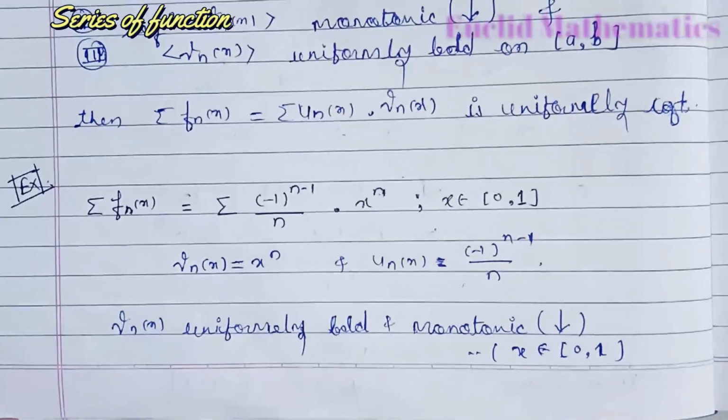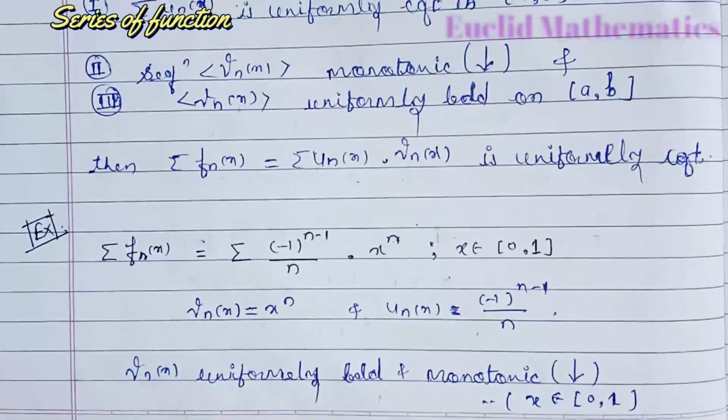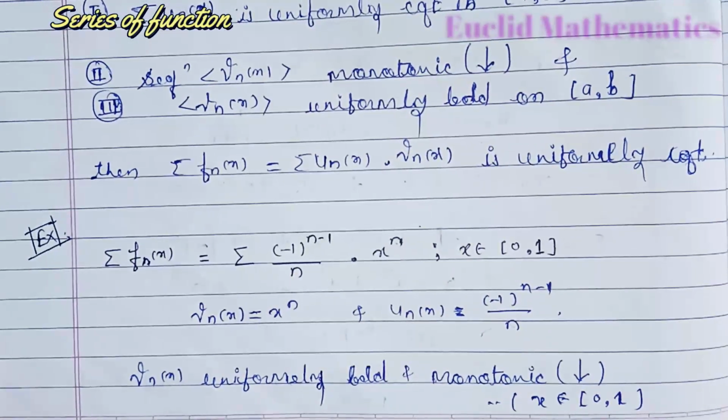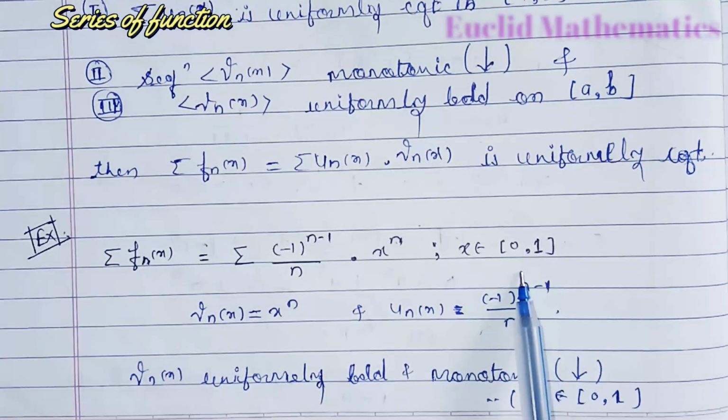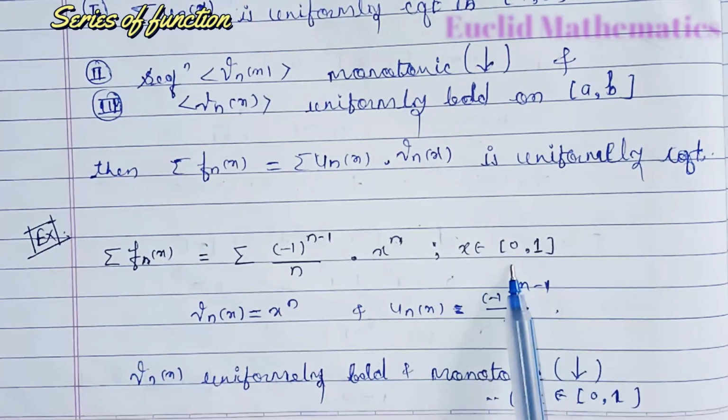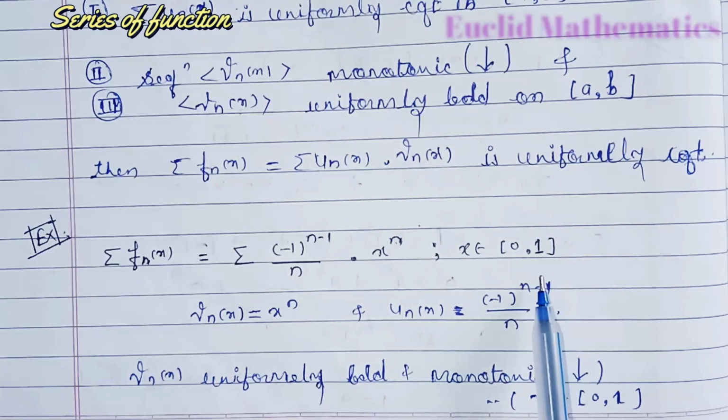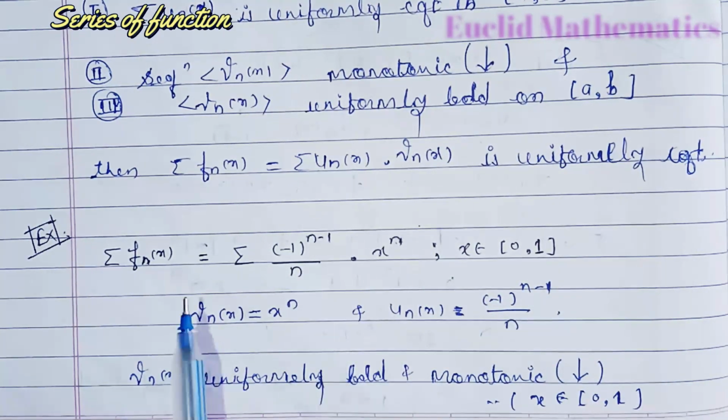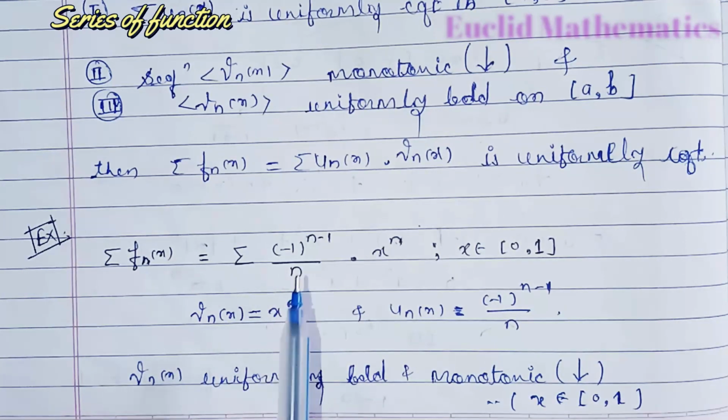I took one example here: we have the series f_n(x), which is (-1)^(n-1)/n into x^n. You can see that the interval is more important, because everything depends on that interval. If the interval changes, the uniform convergence state changes. So we have to decide which one is v_n(x) and which one is u_n(x). You have to first find out which one it is possible to check uniform convergence for.